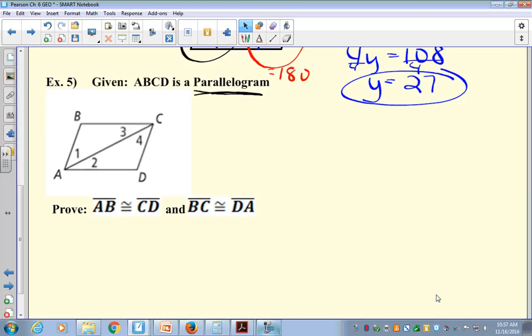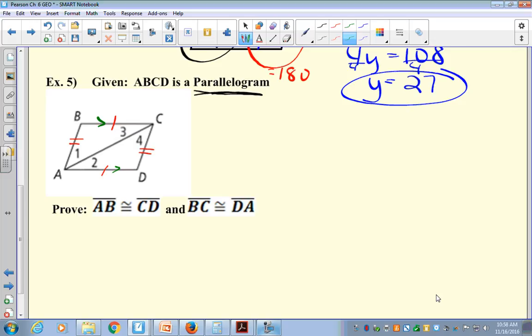Okay, so let's prove this. Let's put the information we are given. If it's indicated a parallelogram, then we know BC is congruent to AB, and we also know that BA is congruent to CD, because the definition of parallelogram is that the sides are congruent. We also know that BC is parallel to AD.